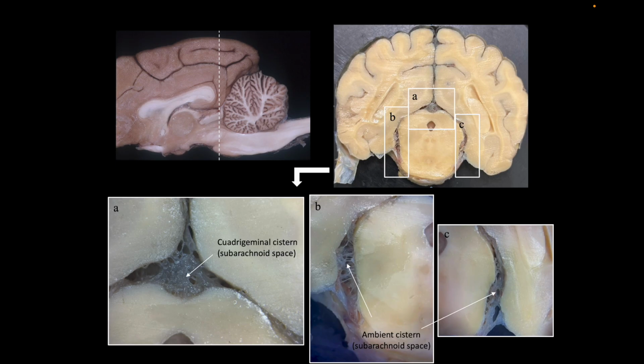In A, we can identify the quadrigeminal cistern that is in the subarachnoid space. And in B and C, we also identify the subarachnoid space with these strands of fibers that are the ambient cisterns on the lateral aspects of the mesencephalon.